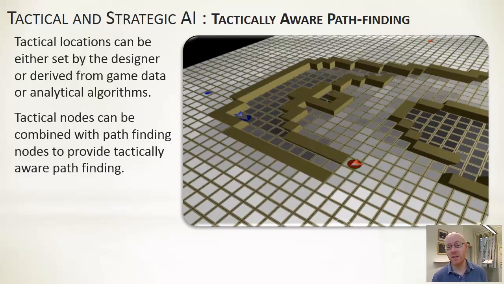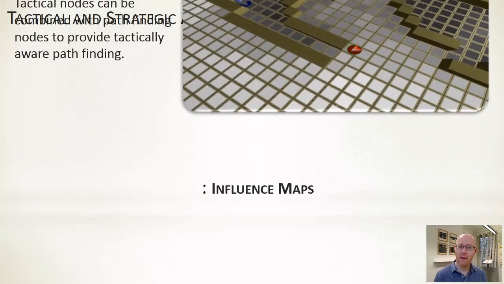Same notion applies, for example, to light, to darkness, to shadow as well. So by adding in that additional information, it enables us then to tweak things like, for example, pathfinding, and to give us then tactically aware pathfinding. Almost comes out of it fairly easily.